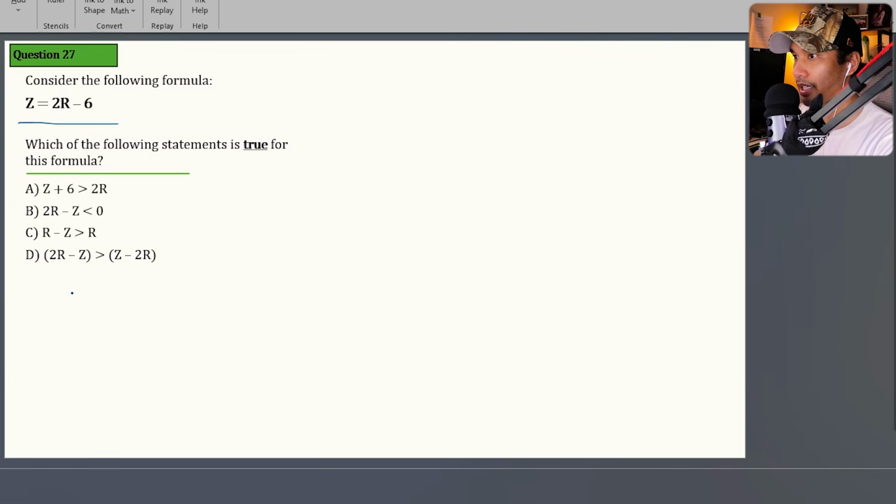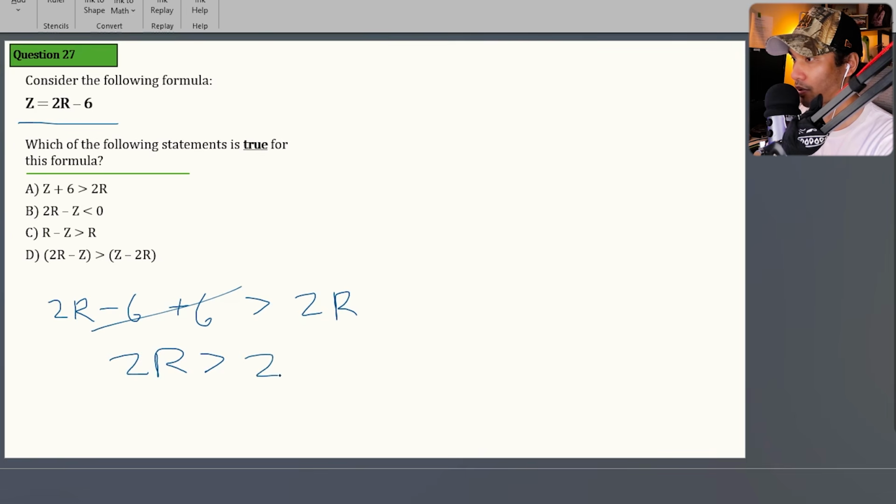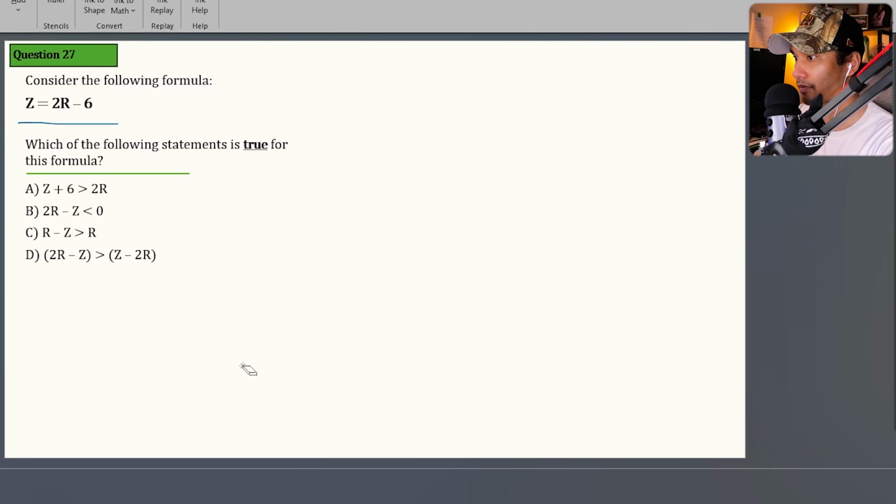So Z equals 2R minus 6, and we're doing A right now: 2R minus 6 plus 6 is greater than 2R. And then we cancel these out, and we have 2R is greater than 2R, and that can't happen, okay? That's not true. 2R is not greater than 2R. They're the same thing, okay? Let's do the next one.